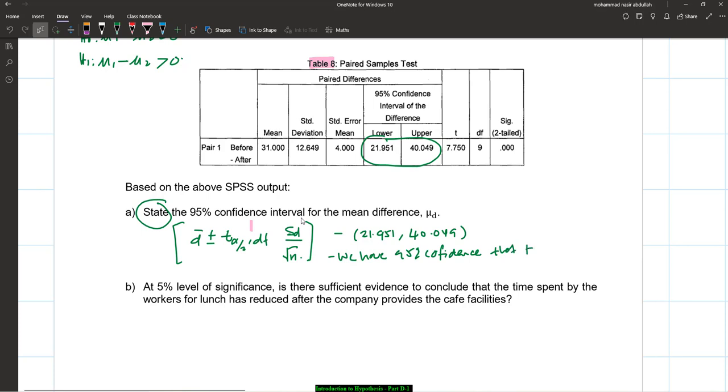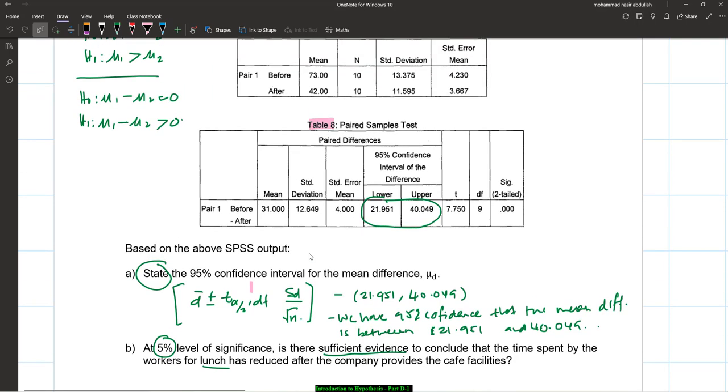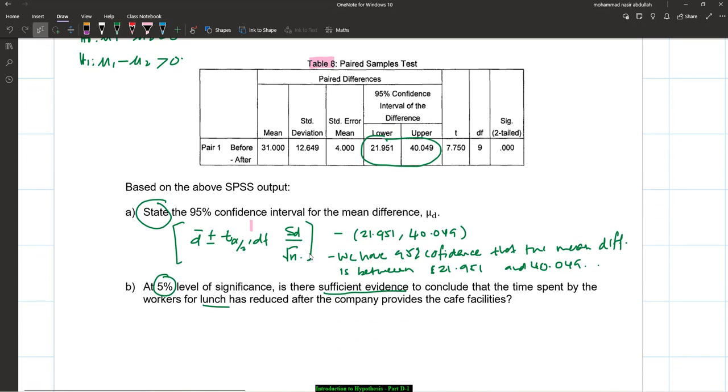So we have 95% confidence that the mean difference before and after is between 21.951 and 40.049. So at 5% level of significance, is there sufficient evidence to conclude that the time spent by the workers for lunch has reduced after the company provided the facilities, right?